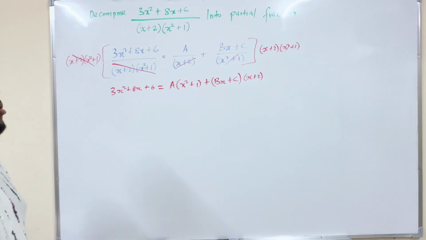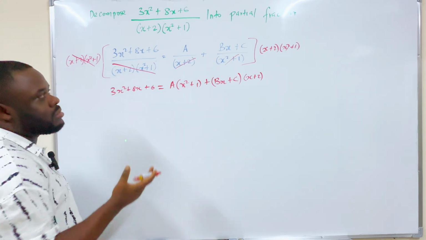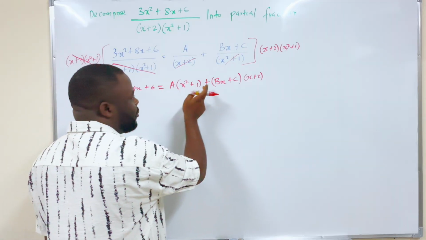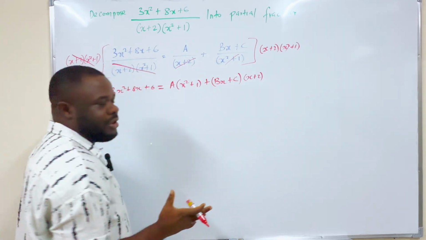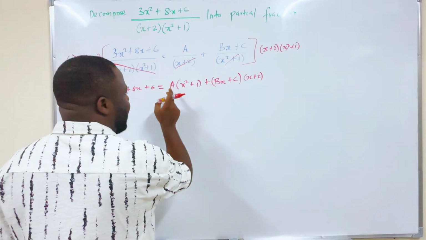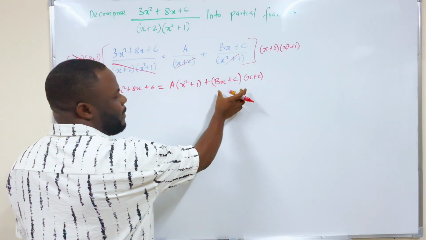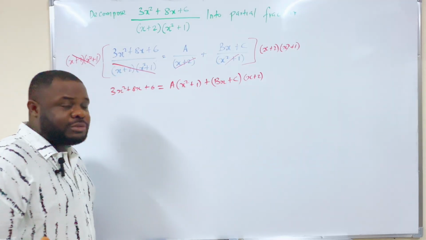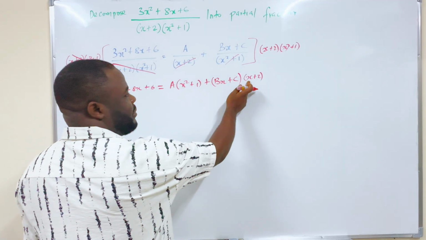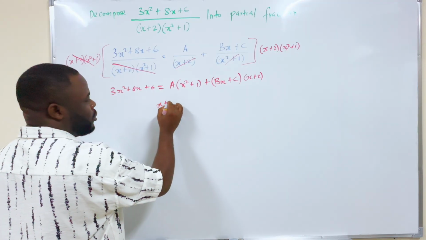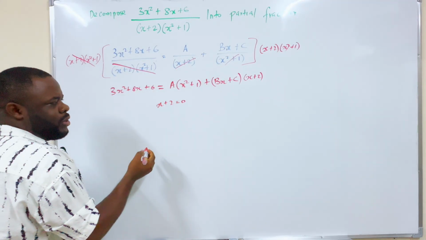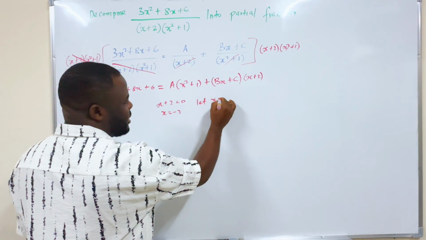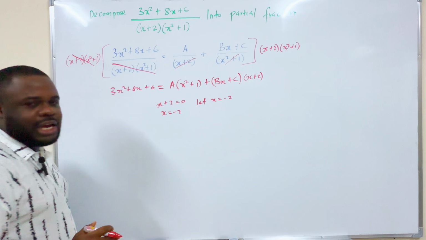Now we've been able to simplify it a bit. We need to find the value of all these constants, A, B, and C. For A, we can make these terms equal to 0. How can we do that? We have x + 2, so let's equate it to 0. We say x equals negative 2. So we can let x be equal to negative 2 for the entire equation.